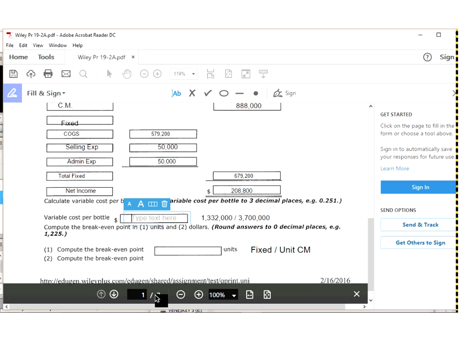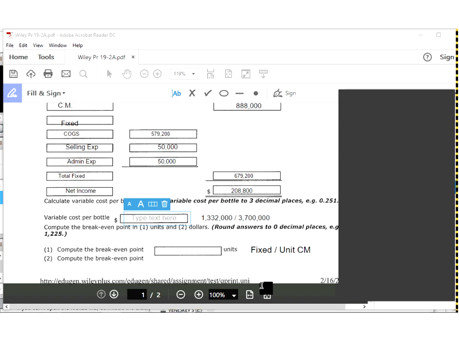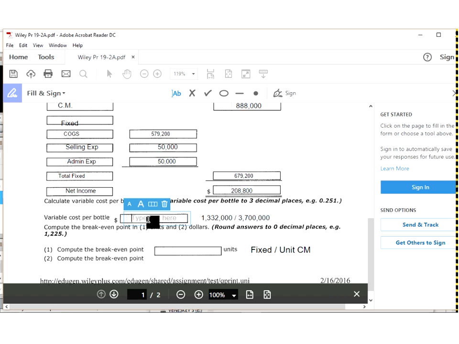And that's going to be my variable cost per unit. So we get the calculator out and do our math. And we get that variable cost per unit to be 36 cents. It comes out even. It says round to the third decimal place, but we don't need to, because it comes out a nice even 36 cents in this example.